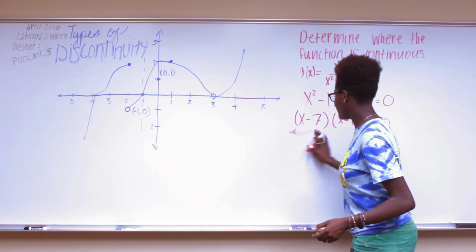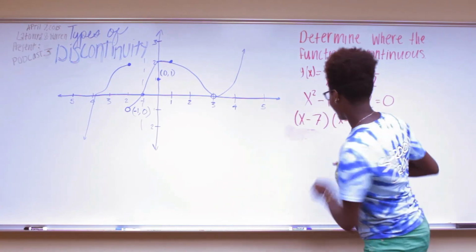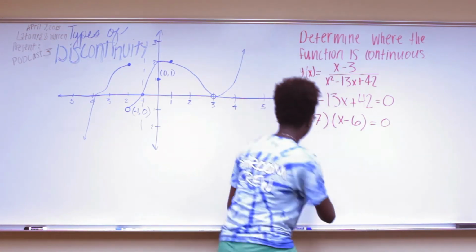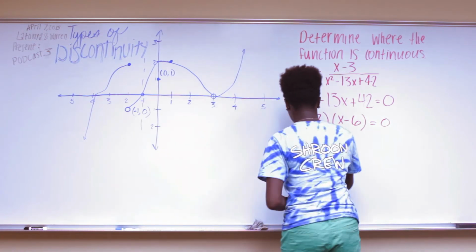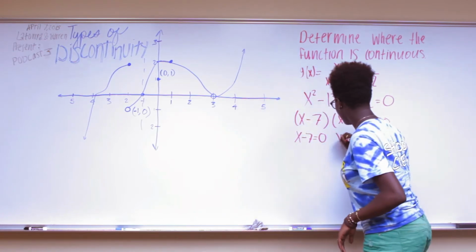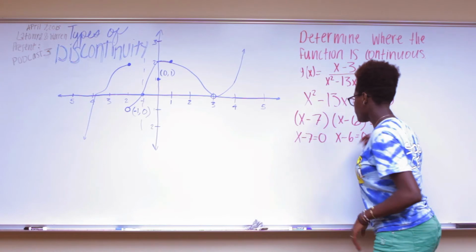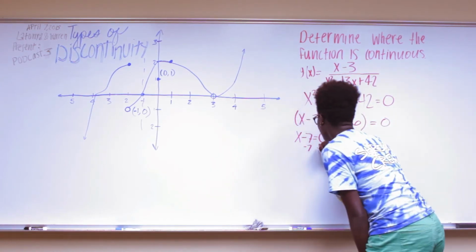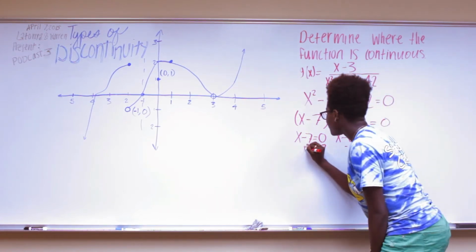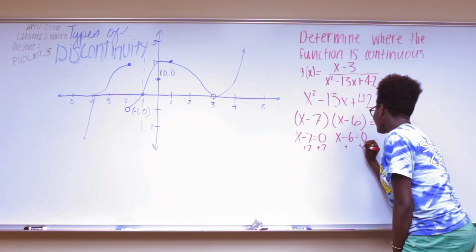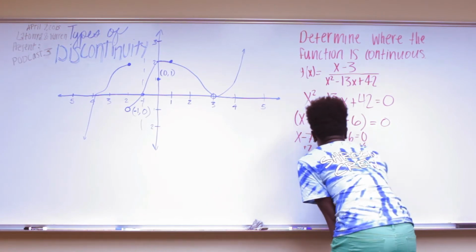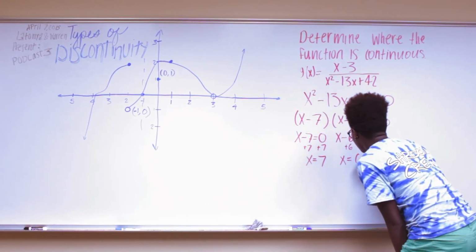Let's backtrack a little bit. Whoop, that's ugly. Erasing the board. So you subtract 7 from both sides. Well, it's a good thing we did that. Oh, no, you add 7. Add 6. And you get x equals 7, x equals 6.